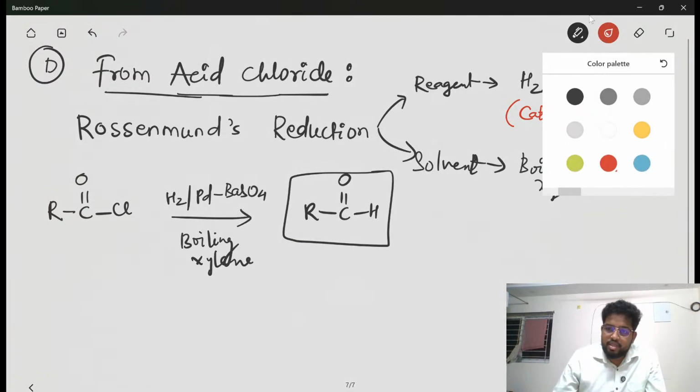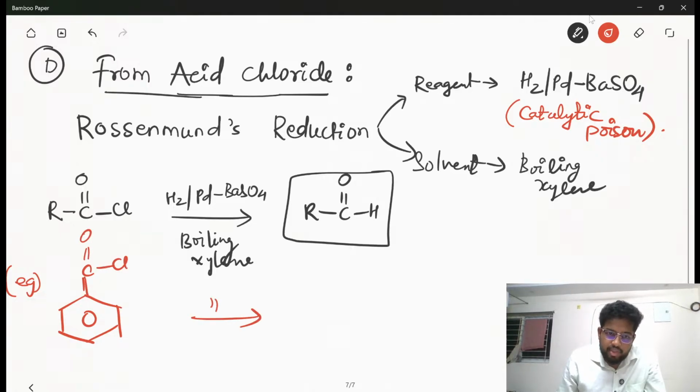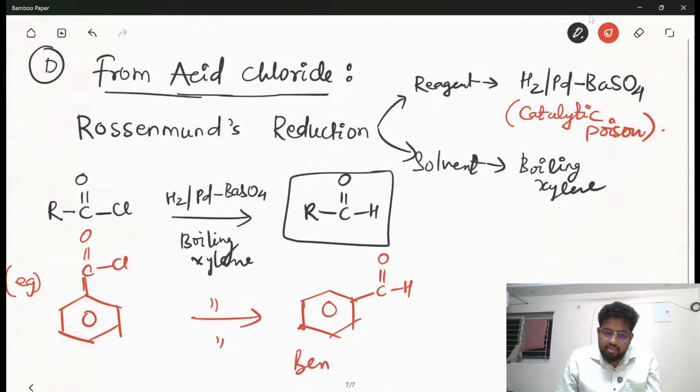Sir, example? Yeah, we can start with a simple example. You see, I have benzoyl chloride. Apply the reagent on benzoyl chloride and tell me what would be the product. Which aldehyde will form, aromatic aldehyde or aliphatic aldehyde? Yes, sir. The name of the aldehyde is benzaldehyde. From benzoyl chloride, I make benzaldehyde.